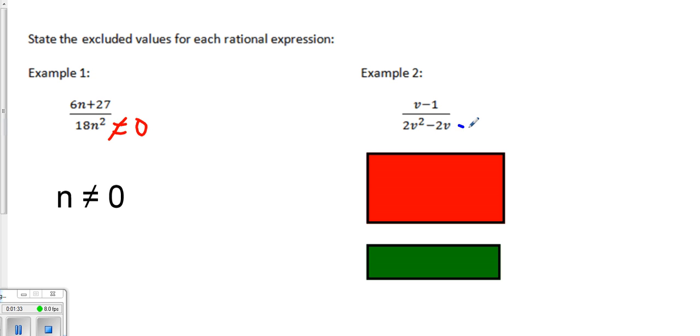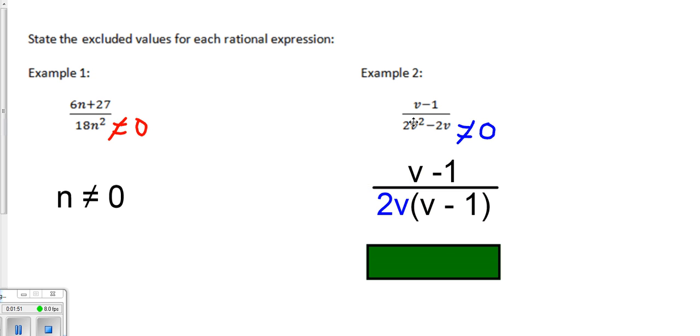On this example, though, again, we want it so that this denominator cannot be equal to 0. Now this one is not as easy to notice right away what v cannot be. So to make it easier on ourselves, we can factor this out. Now it's always best to first look for the greatest common factor. So if we have 2v squared minus 2v, we can take 2v as the greatest common factor out of that, and it would leave v minus 1. Because 2v times v is 2v squared. 2v times negative 1 is negative 2v.